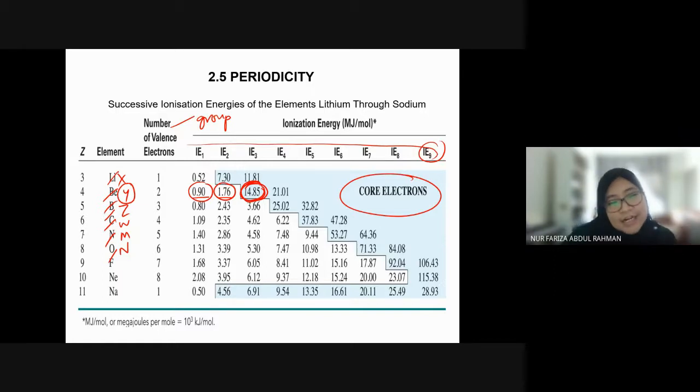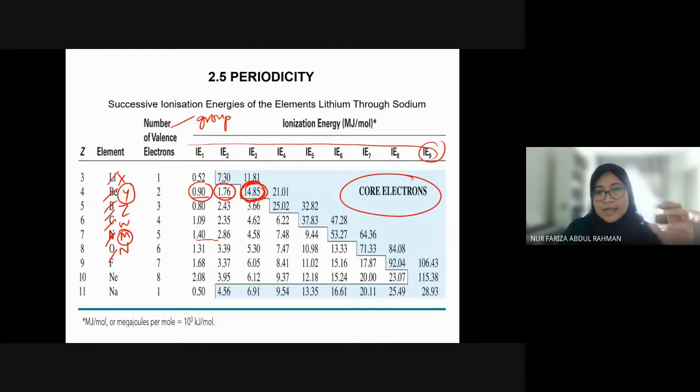Okay, alright. Cuba kita try nitrogen, N ni tadi. Macam mana kita nak determine the group number for N? N belongs to which group? How do we know that? Okay, based on the ionization energy given, kita check ada sudden increase tak? Okay, 1.4 to 2.86 and 2.86 to 4.58. And then next electron, the fourth electron 7.48. Then next 9.44. Then suddenly they become 53.27.